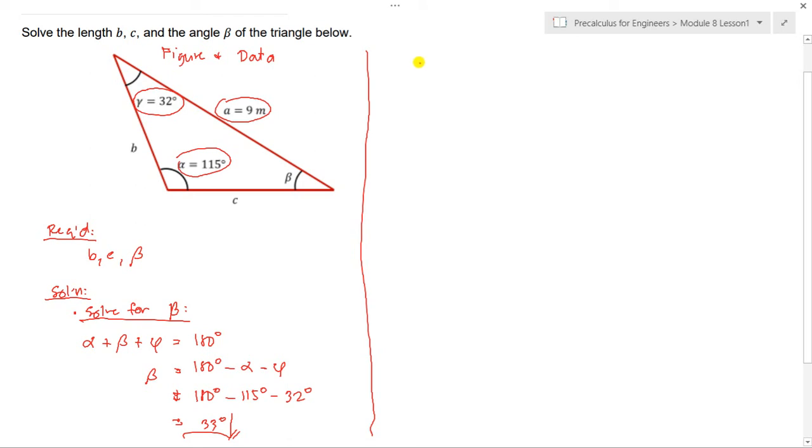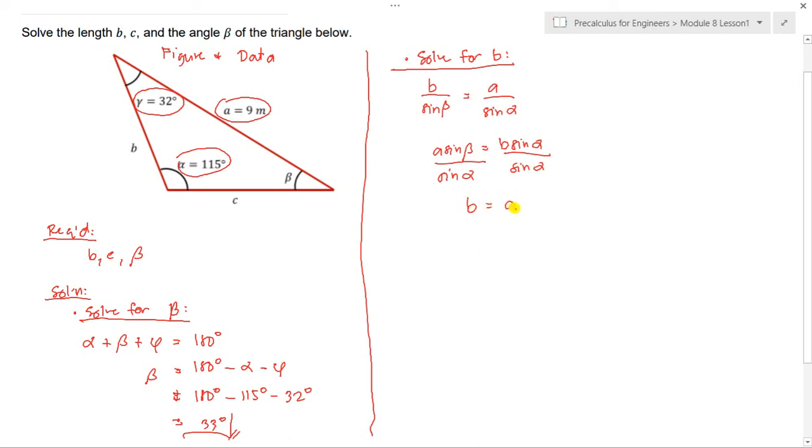Okay, so let's start by solving side B. Now, using the law of sines, B all over sine beta is equal to, actually you can have A over sine alpha or C over sine gamma. Now, dito po dili makasolve si B. Why? Because C is still unknown. So therefore, ang atong gamiton is si A, since si A raman ang given so far for the sides. That is A all over sine alpha. So, cross multiply, that is A sine beta is equal to B sine alpha. Divide both sides by sine alpha.